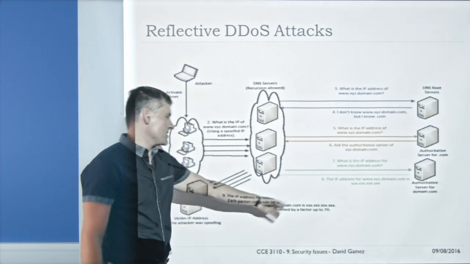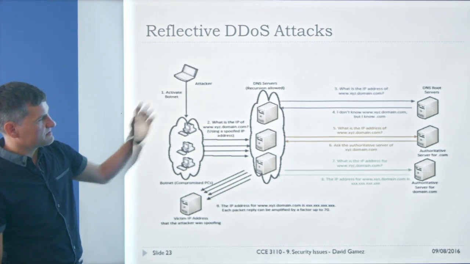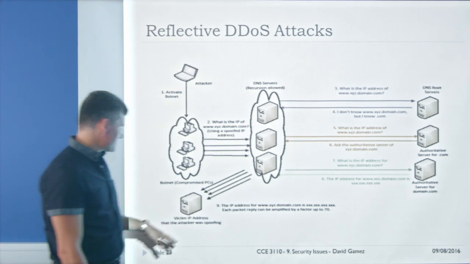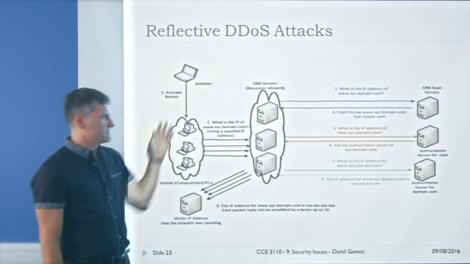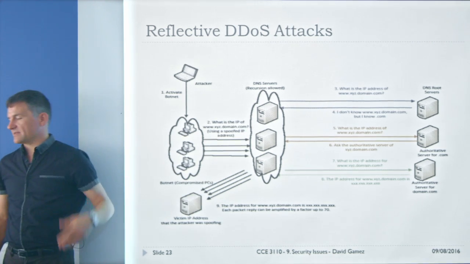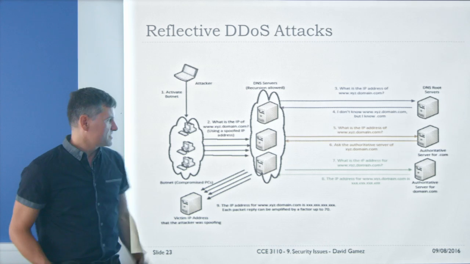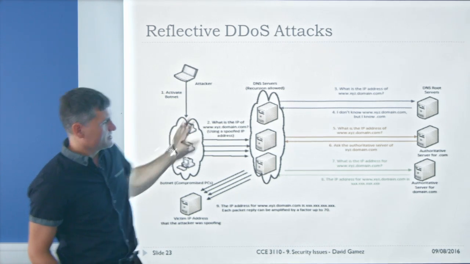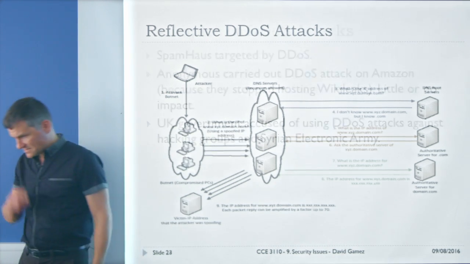Yeah, so each packet reply can be amplified by a factor of 70, according to where this diagram came from. So we're getting a big amplification factor by going via the DNS system, and that's what a reflective DDoS attack is. So all these machines are pretending to be this machine when they're sending off the DNS requests.